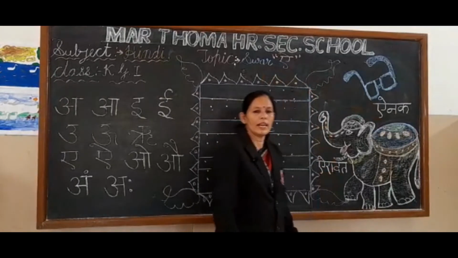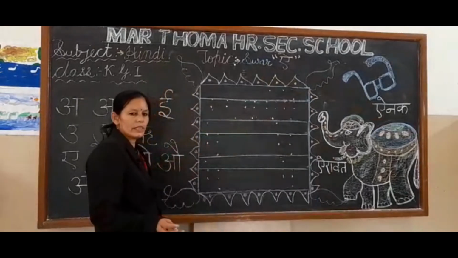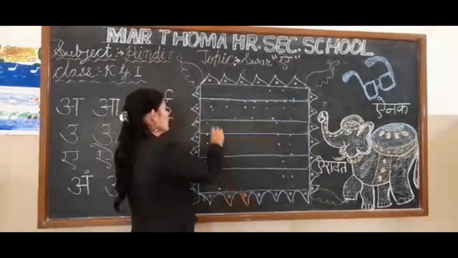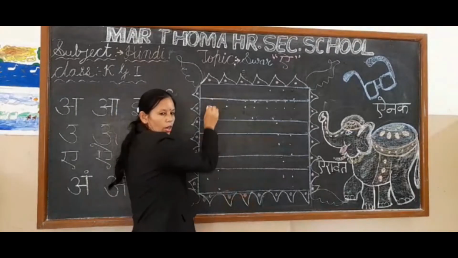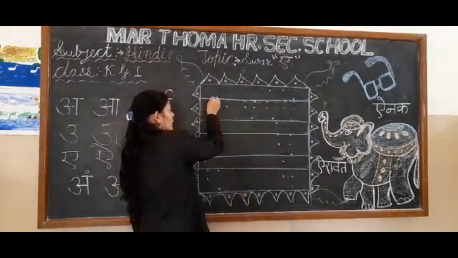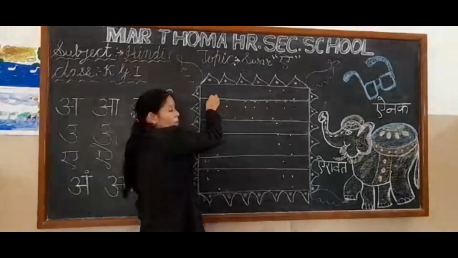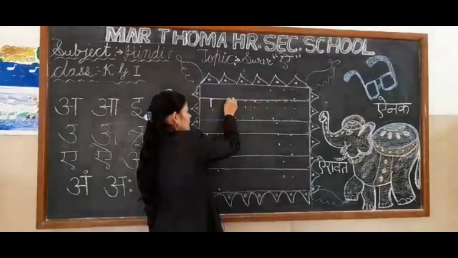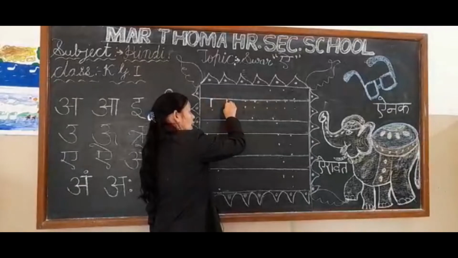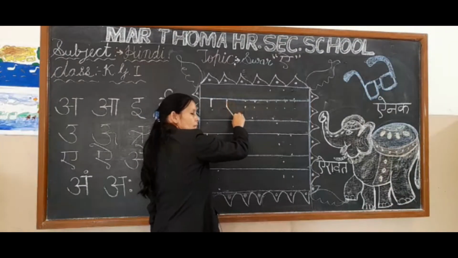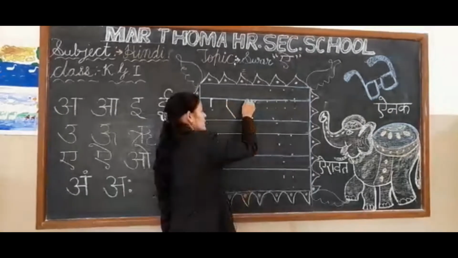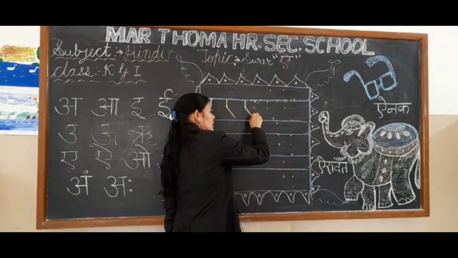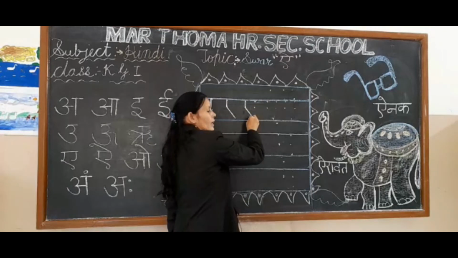Okay, children, let's start writing. First, start with strokes. Ma'am will give you some dots. First, put the pencil on the dot and make a standing line. Now next, make a standing line and make a slanting line. Third step, make a standing line, down a slanting line, and make a curve.